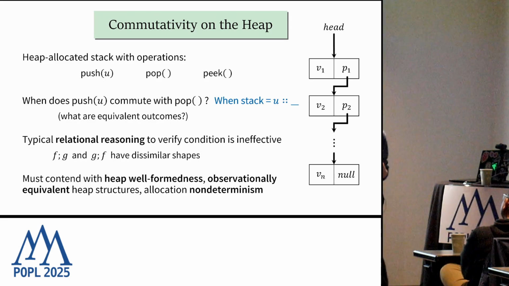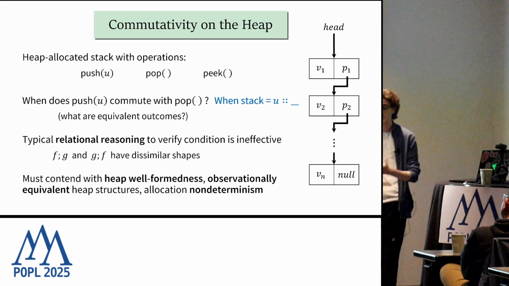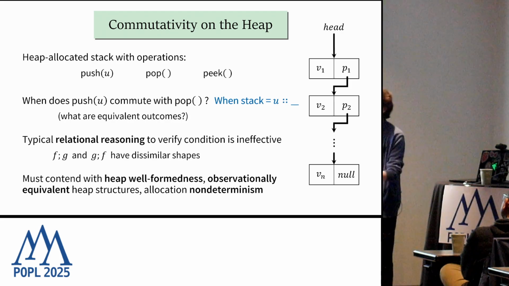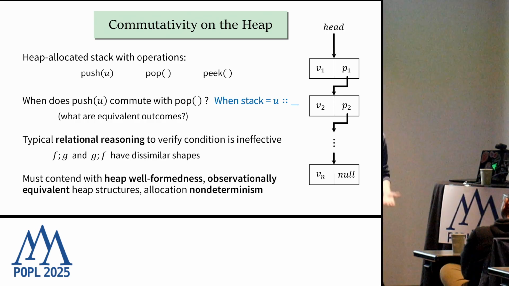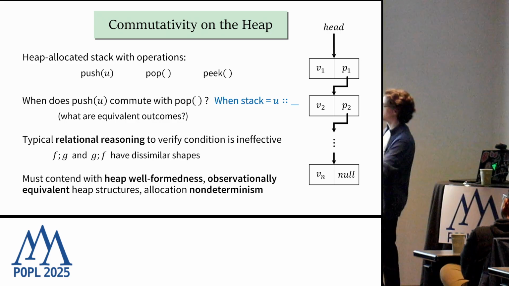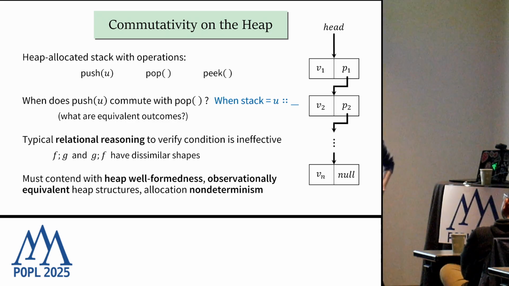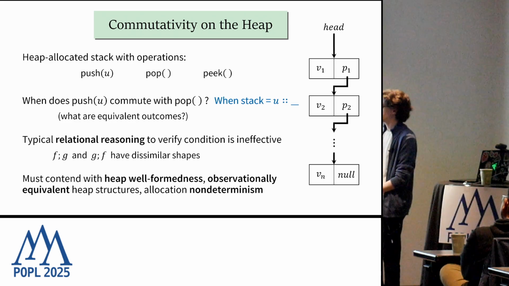Now, particular to the heap, there are a couple extra frustrations to contend with. You have to consider whether your heap is well formed in the first place. So in the stack example, for instance, for these programs to commute, you need the stack to actually be well formed on the heap to begin with. And similarly, we have to contend with observationally equivalent heap structures, like having different intermediate addresses in stacks with the same values. And relatedly, this ends up coming from the non-determinism of address allocation.